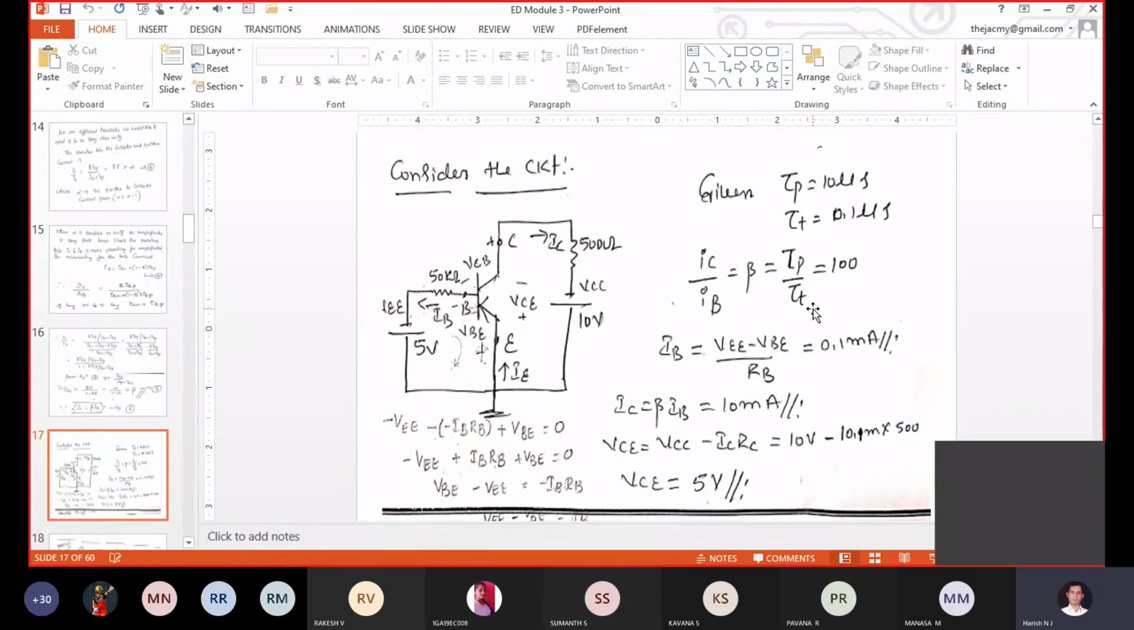So obviously the transition time is less than the overall average lifetime of the hole. The transition time is less than the average lifetime of the hole.